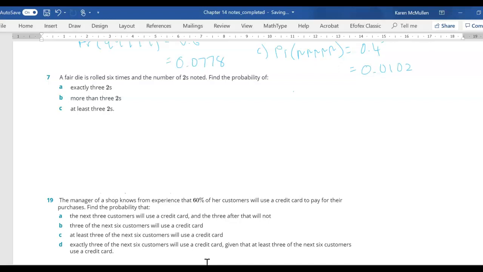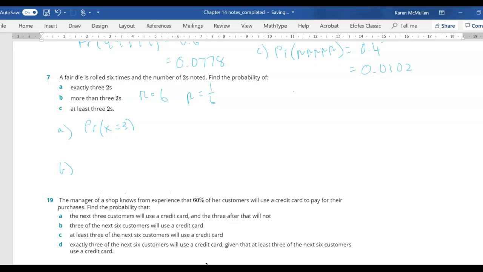Okay, so we've got a fair die is rolled 6 times. So n equals 6. The number of 2's noted, so your probability of getting a 2 is 1/6. So for question A, we want exactly 3 2's. So that's the probability that x equals 3. You can just do that on your calculator. We'll do them in a sec.